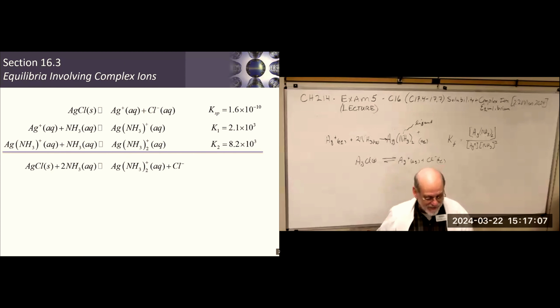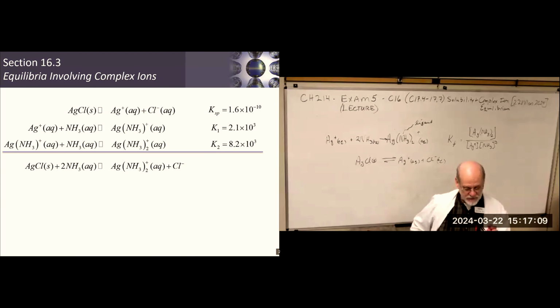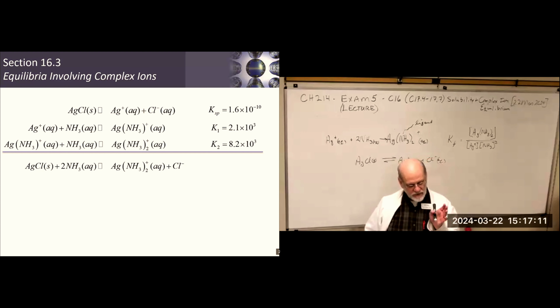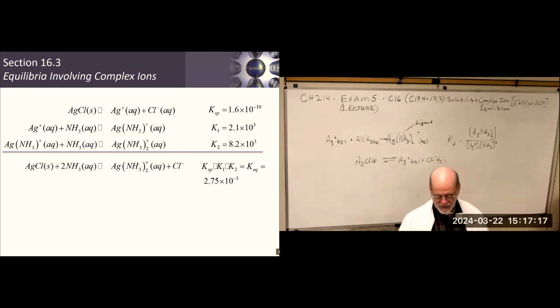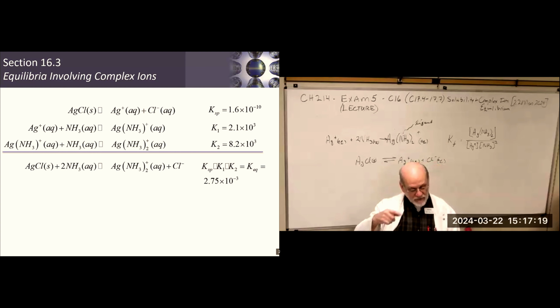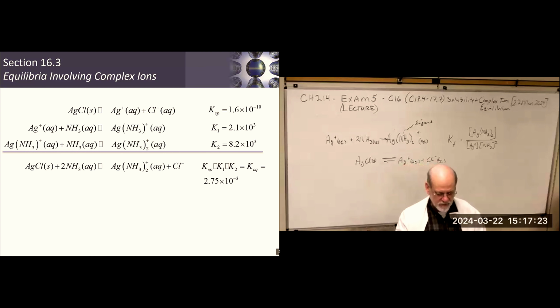Right, so if we combine those reactions, we get silver chloride plus 2 ammonias yields the complex ion plus chloride ions. And what's the K for that? Well, the K for that is the product of each of those Ks. And that's 2.75 times 10 to the minus 3. Right? Well, how about that K?